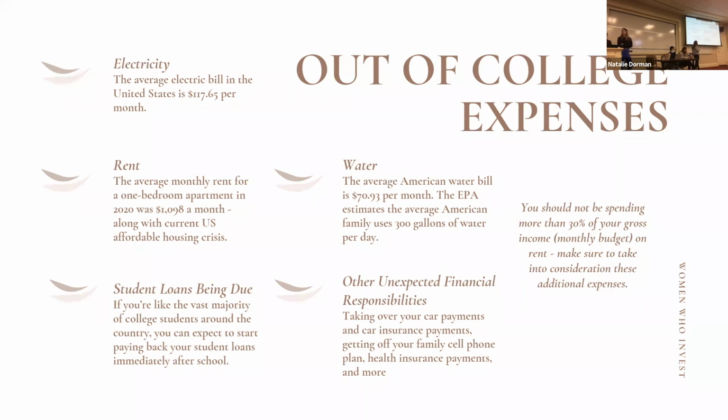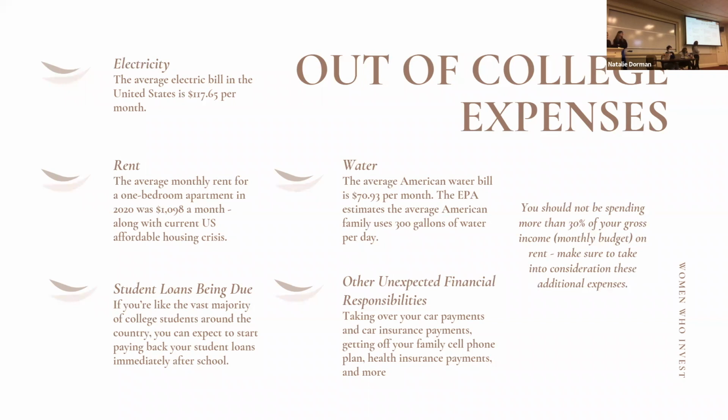For rent, it's been increasing a lot during the pandemic. So the average rent for a 1-bedroom apartment in 2020 was about $1,000 a month. And like we said, think about the housing crisis while you're thinking about renting or buying. And then you're going to want to think about your student loans being due. You can expect to start paying back your student loans after about 6 months. So keep that in mind with your monthly rent to make sure that you'll be able to pay your student loans off.